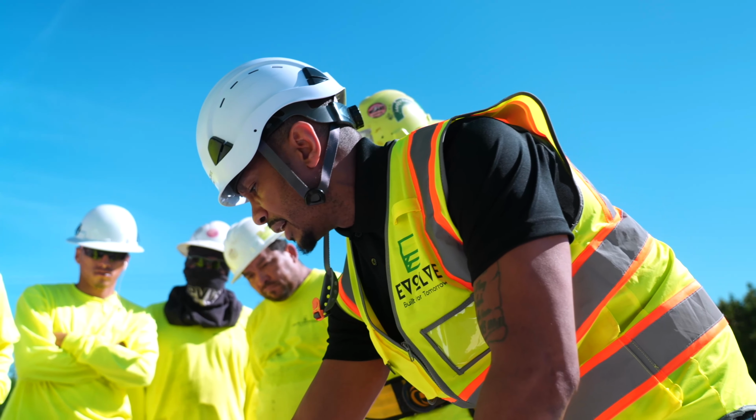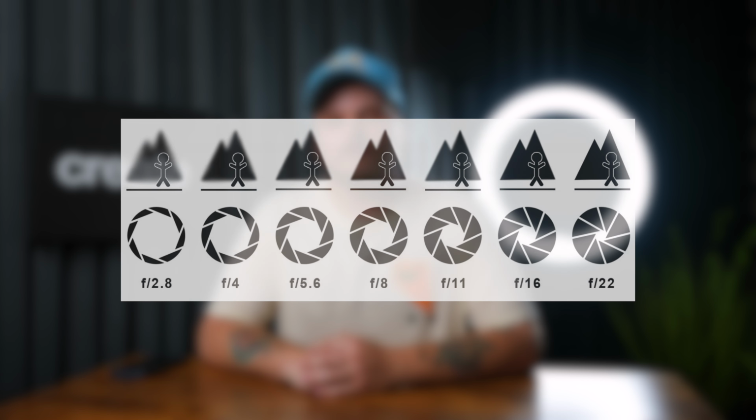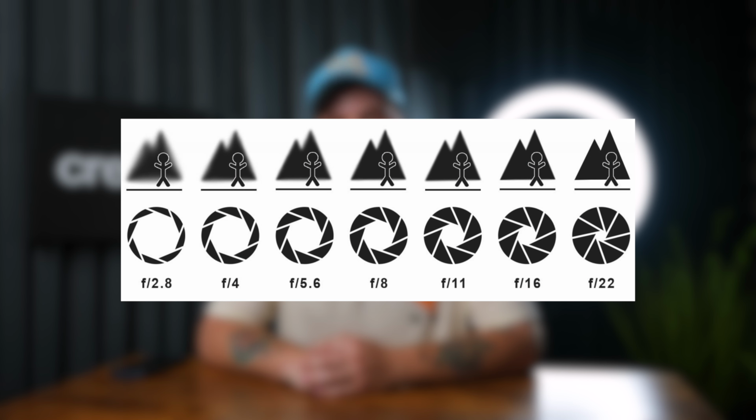The lower your aperture, the more depth of field you'll have, and your background will be blurred, and your subjects in front will be in focus. Your aperture is measured in f-stop, such as f2.8, f5.6, and so on.